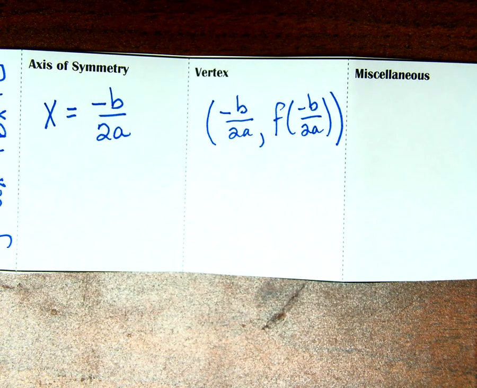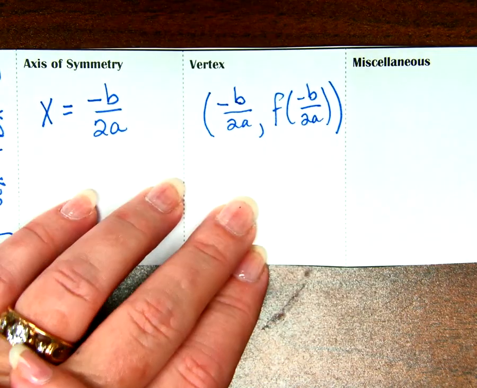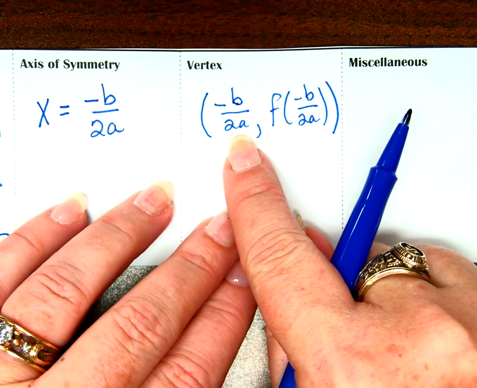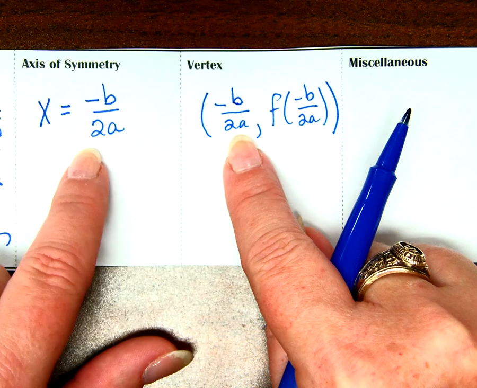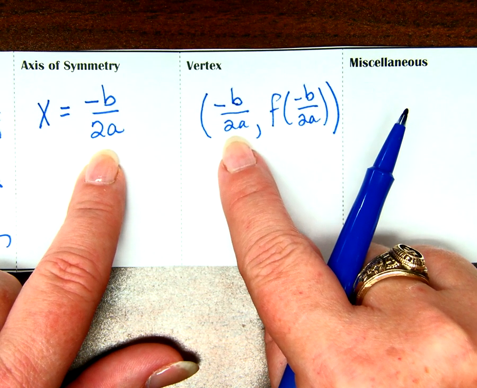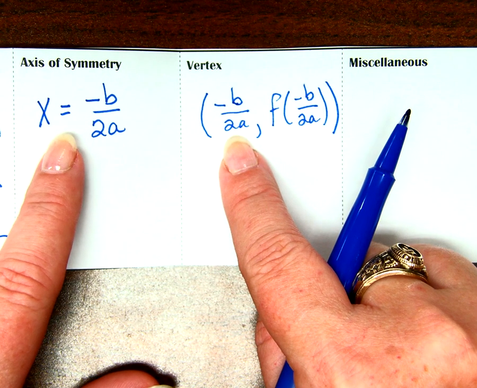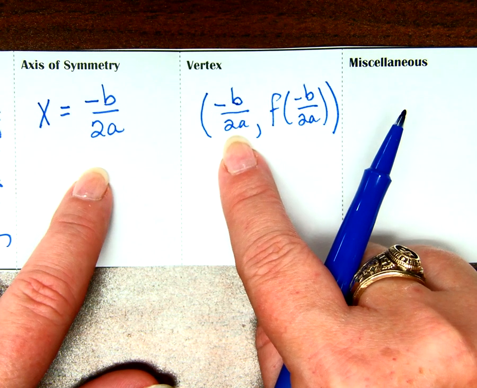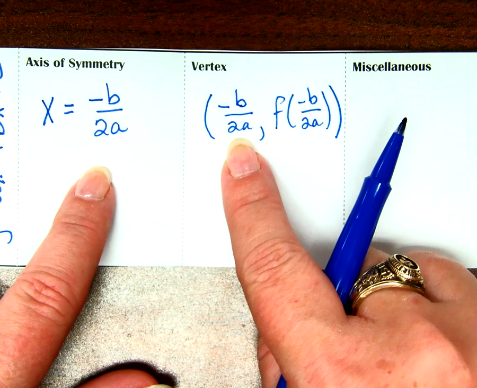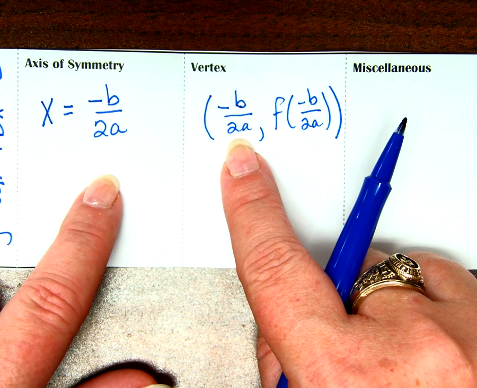Now that looks a little messy, right? I agree with you. But what is this? It's the axis of symmetry. In fact, this is the x coordinate of the vertex, and this says x equals. Oh my gosh, it's like a coincidence or something. Yeah, it's not a coincidence, is it? It's on purpose, right?